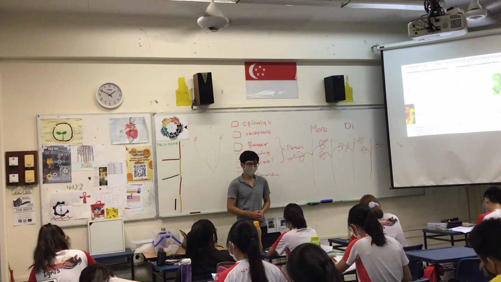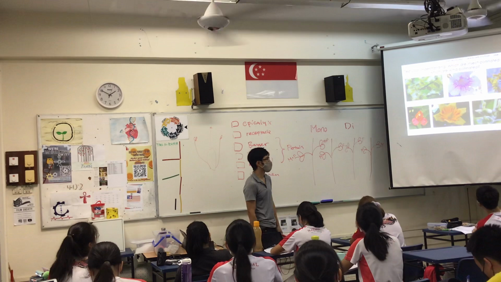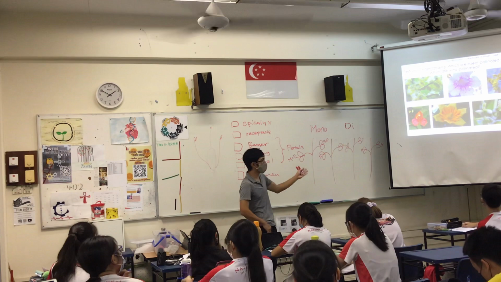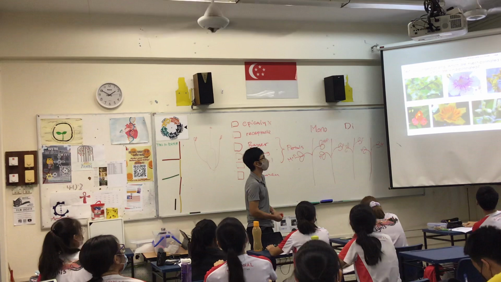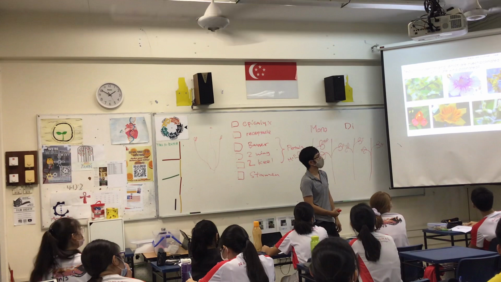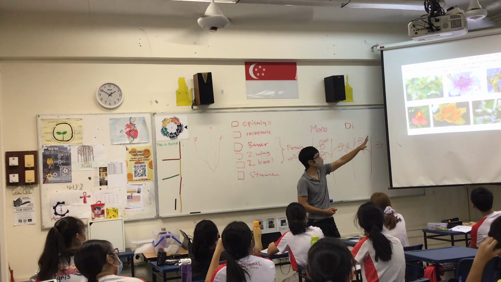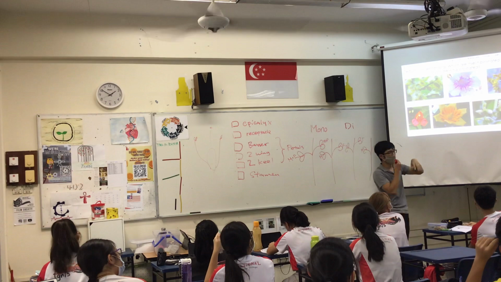Actually, a lot of us have encountered flowers of various types before. I think primary school you all learned this before. Okay, so if you just look at this, right? Which flowers are insect pollinator? Which ones are wind pollinator? Okay, A, B, C, D, E, F. Which one? Insect, which one are wind? A, wind. B, insect. C, wind. D, insect. E, F.